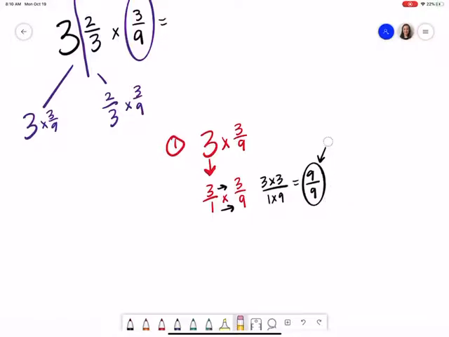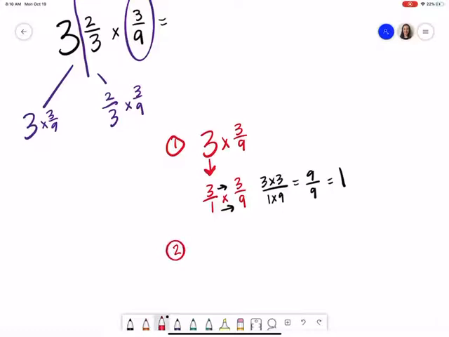So we would ask ourselves, how many times can I put 9 into 9? So 9 divided by 9 equals 1. I can put this 9 into 9 one time. So 9/9 equals 1. That's our first equation.